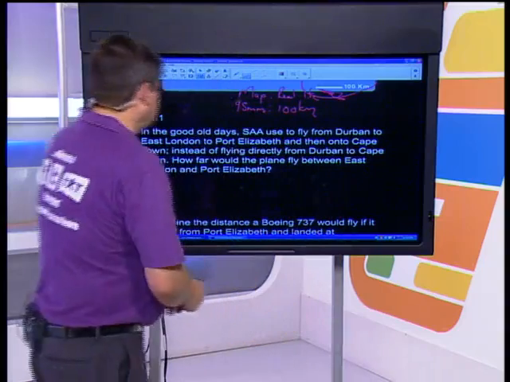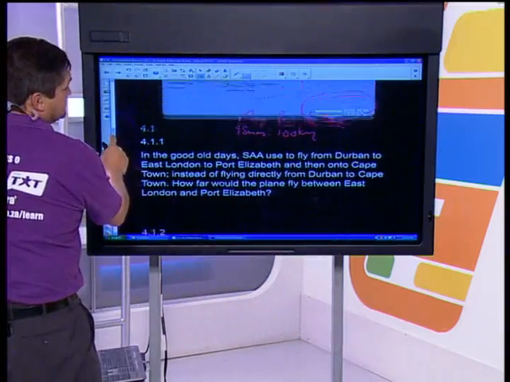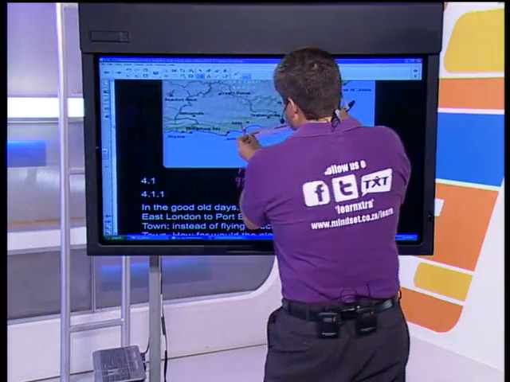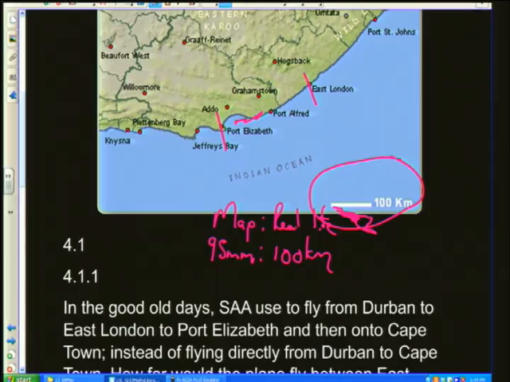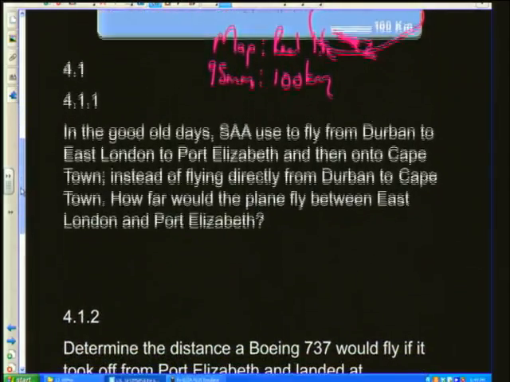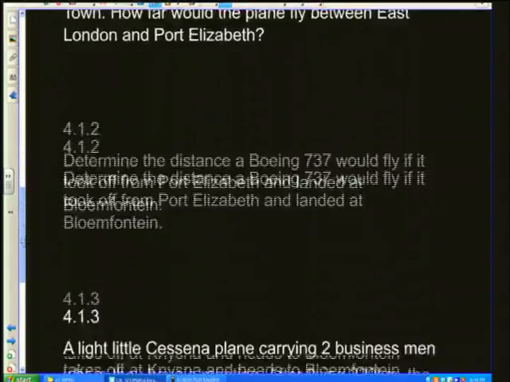Right. So the question now is this. How far would the plane fly between East London and Port Elizabeth? So here's East London over here. And here's Port Elizabeth over there. So first thing we've got to do is be able to measure how far that distance is on the map. So when I put my ruler down and measure across, I get a distance of 22 centimeters, or 220 millimeters. Now guys, I'm really going to try and fit this in here. In fact, let me go all the way down here.